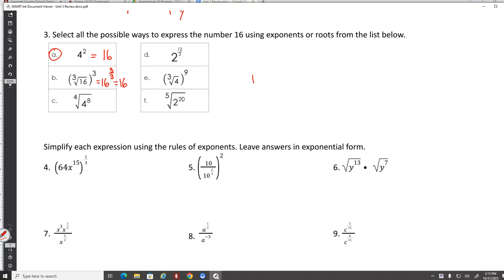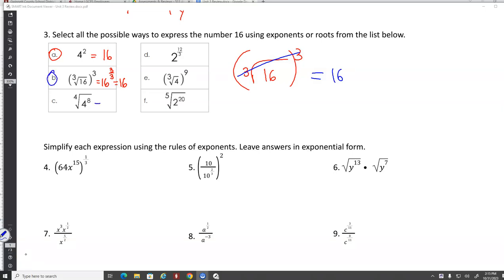Or we know that anytime we have a cube root of 16, to get rid of the root, we are going to cube it, and this is what's happening. So that means that the cube cancels out the cube, which leaves us with 16. So it's still 16. So B is also correct.